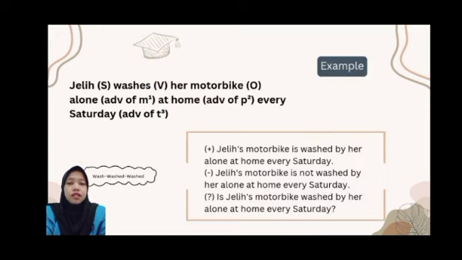The example is Julie washes her motorbike alone at home every Saturday. That is active voice. Julie is the subject, washes is the verb, her motorbike is the object, alone is an adverb of manner, at home is an adverb of place, and every Saturday is an adverb of time. The forms of the verb are wash, washed, washed.